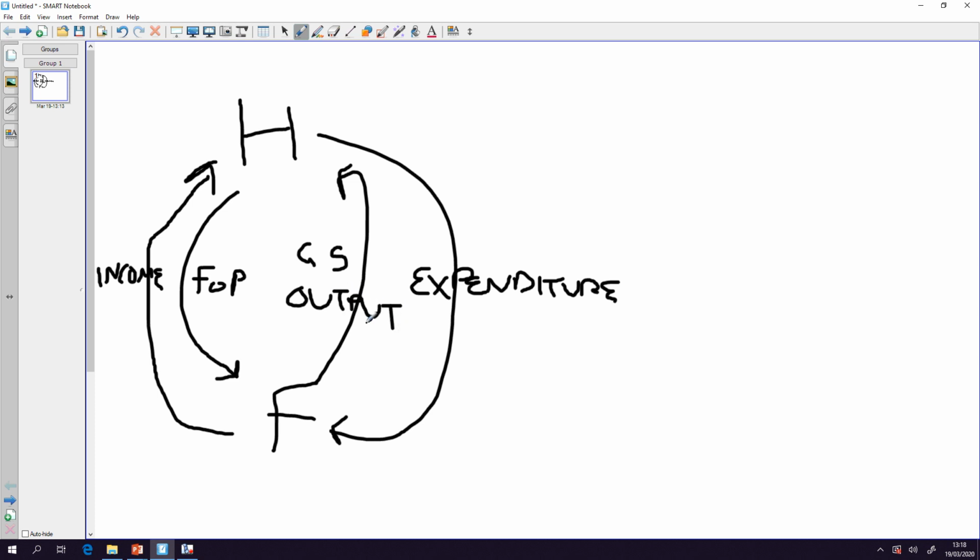Now, if we were to look at income, if we assume it's equal to expenditure and that's equal to output, this gives us three different ways of measuring the size of the economy. So these three different things will give us the GDP of the economy.